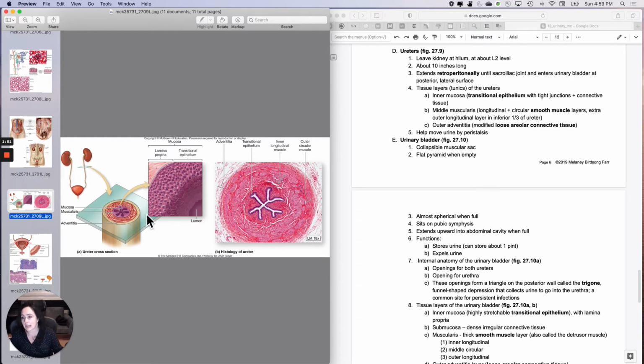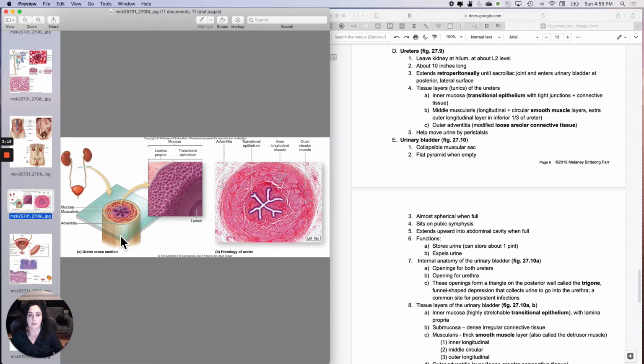And then on the outside, they're not going to have a serous membrane. They're going to have connective tissue because they're actually sort of woven into the tissues that are beside them. And the muscle in their wall does help move the urine by peristalsis. And that means that urine can move from your kidneys to your urinary bladder, even if you are laying down or standing on your head. They're still going to move from the kidneys to the urinary bladder.